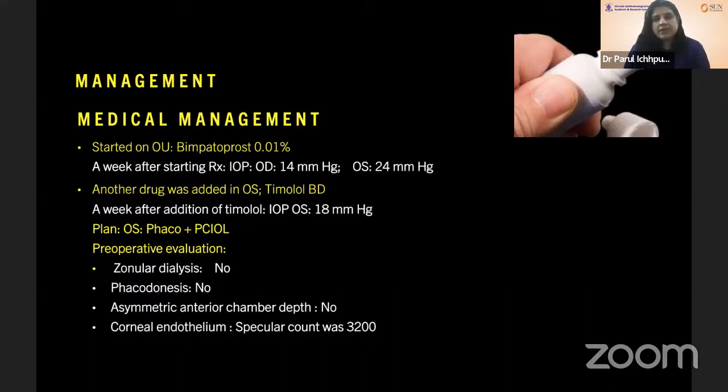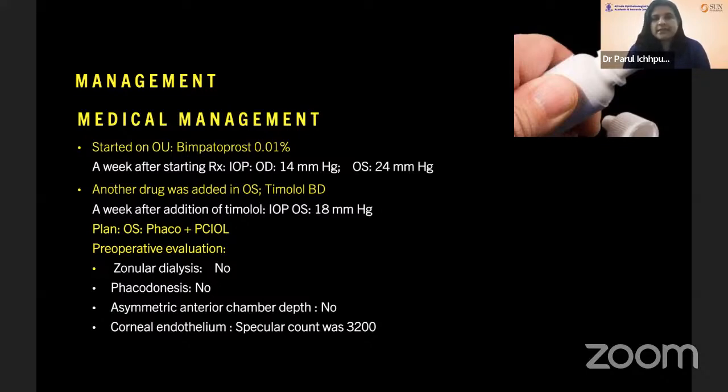The patient was given an option of getting a combined phaco with trabeculectomy done. The patient somehow did not want trabeculectomy either as a standalone procedure or as a combined procedure. So we went ahead and did a phaco surgery for this patient.